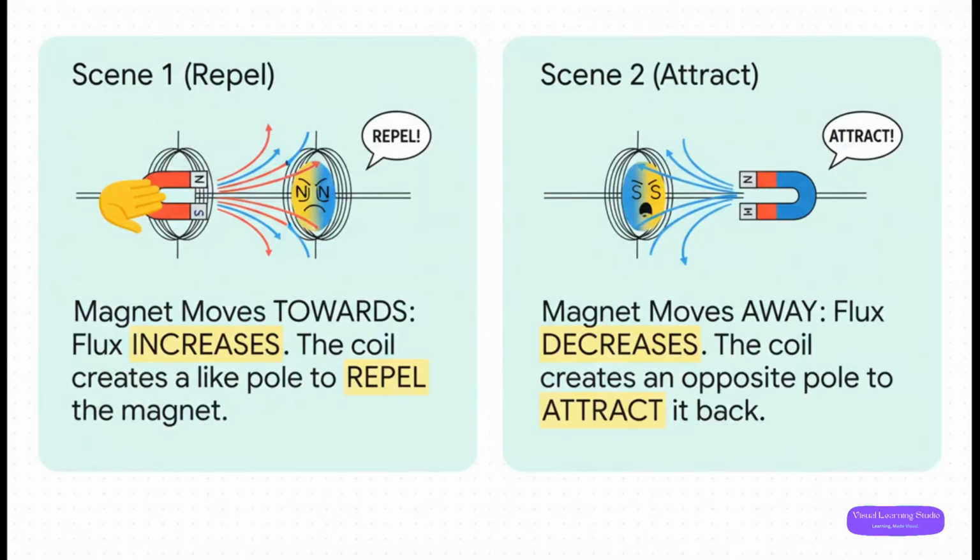Now let's look at how the coil fights back. This is Lenz's law in a nutshell. If you push a magnet's north pole towards a coil, the flux goes up. The coil goes, whoa, nope, too much, and it creates its own north pole to push your magnet away. But what if you pull the magnet away? The flux goes down, the coil panics. It goes, no, wait, come back, and creates a south pole to try and pull it back in. It's this constant push and pull that drives the current.